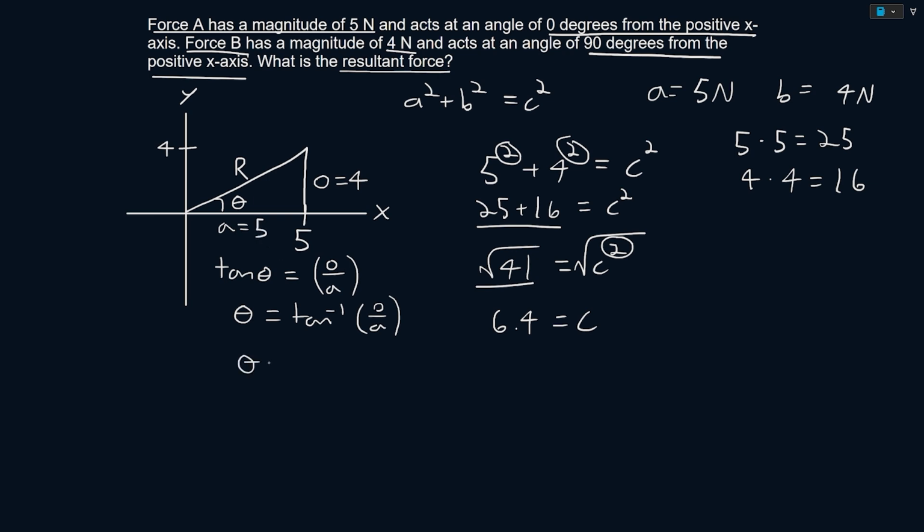Plugging in, we get that theta is equal to tangent inverse of 4 over 5. And using our calculator, theta is equal to 53.13 degrees. Our final answer for the resultant force is that it has a magnitude of 6.4 newtons and is 53.13 degrees from the x-axis.